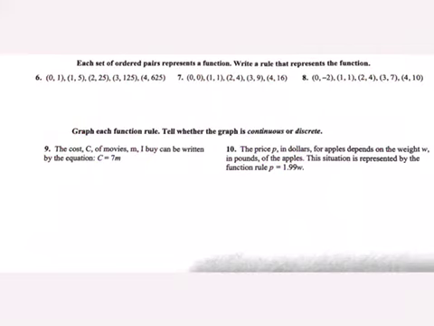Question 6, it says each ordered pair represents a function. Write a rule that represents the function. And so we look at the x values increasing by 1, so we're good there. Then we look at the y's. From 1 to 5, that's plus 4. But then 5 to 25 is not plus 4. So something else is taking place here.